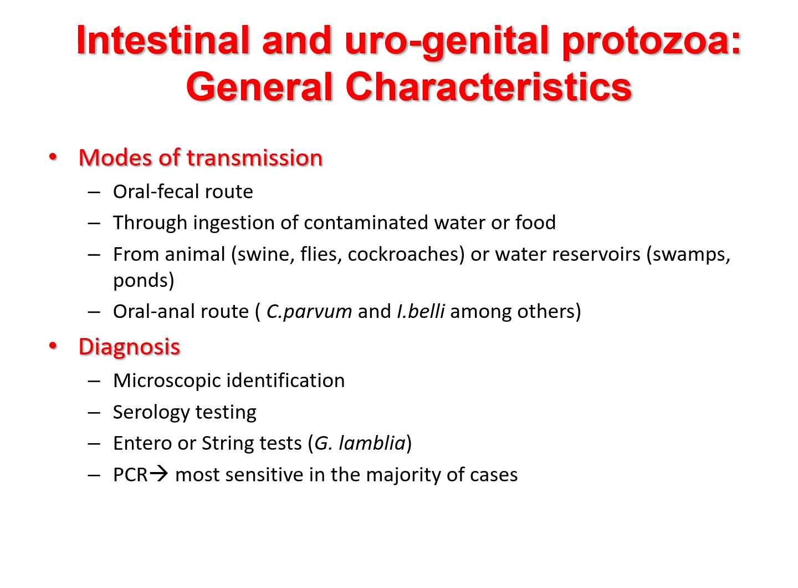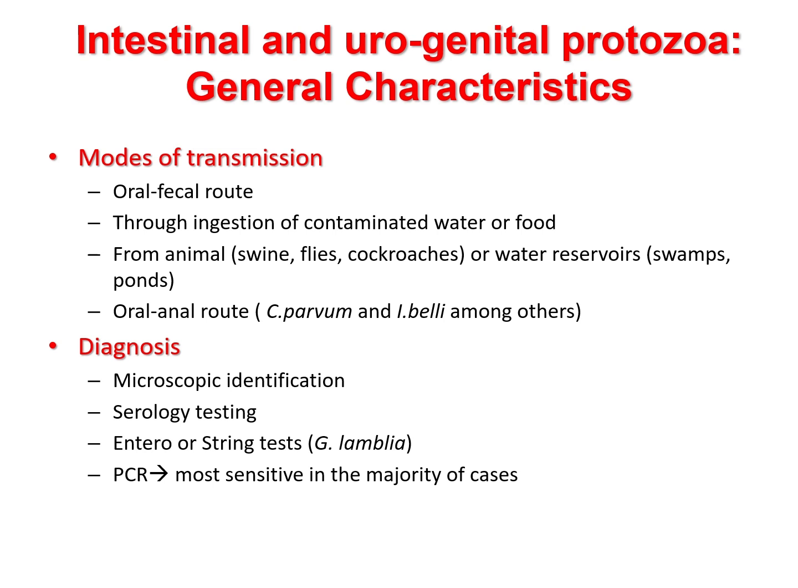Let us start by recapitulating a little bit some of the properties of intestinal and urogenital protozoa. Remember that the mode of transmission of intestinal protozoa is usually the oral-fecal route or through ingestion of contaminated food or water. They might have some animal reservoirs or water reservoirs, and the oral-anal route of transmission can be one way of transmission among others, and that's true for Cryptosporidium parvum and Isospora belli.